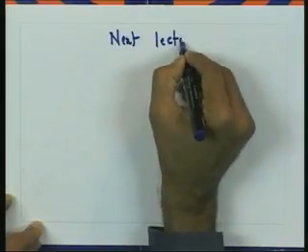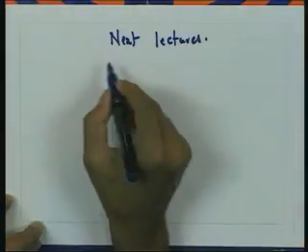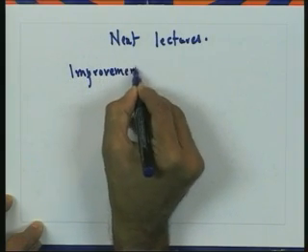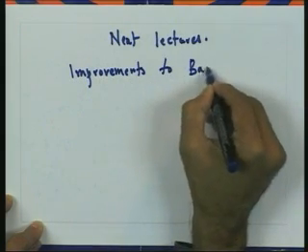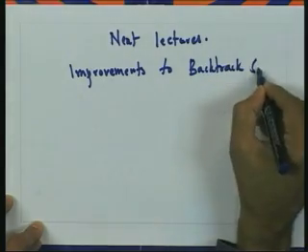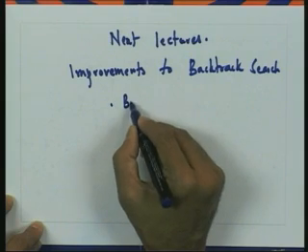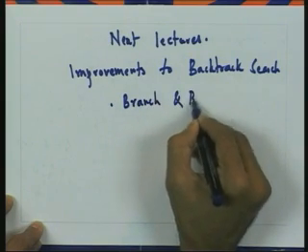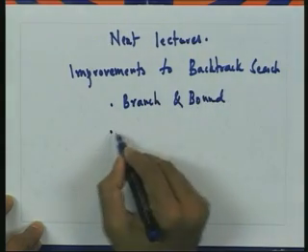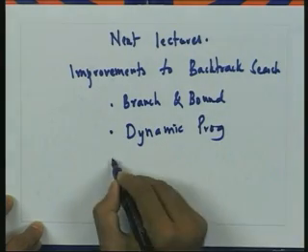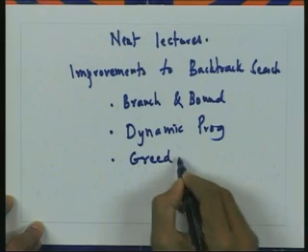So let me just look at what we are going to do next. We are going to study improvements to backtrack search. As mentioned before, we are going to study a technique called branch and bound. And then we will look at dynamic programming and greedy strategies.